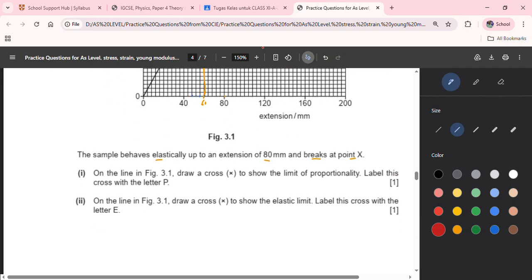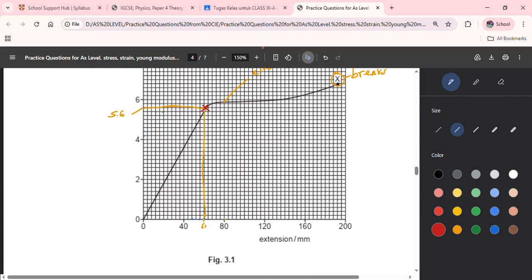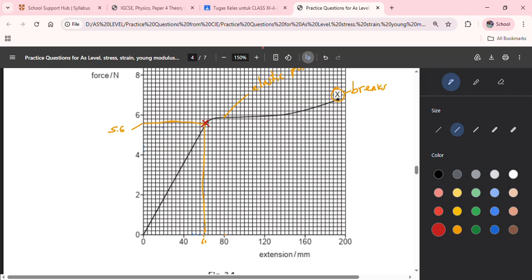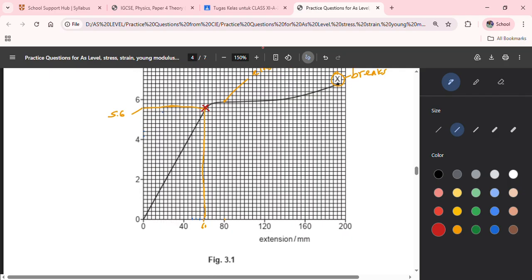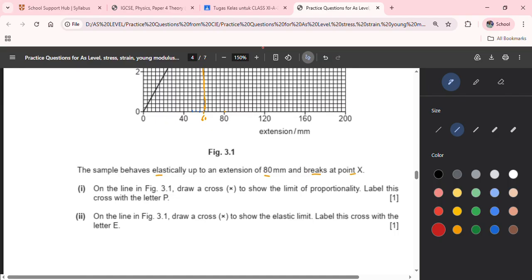Okay, next one. Draw a cross to show the elastic limit. Label this cross with the letter E. Elastic limit is a point where the object is still elastic. The last point before it breaks. So the cross is labeled with the letter E.